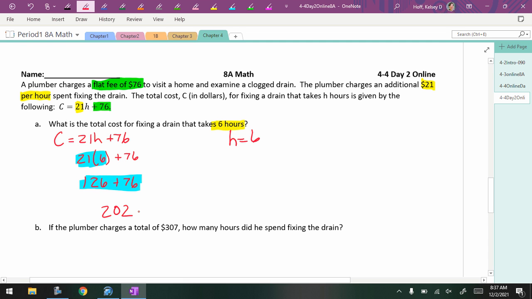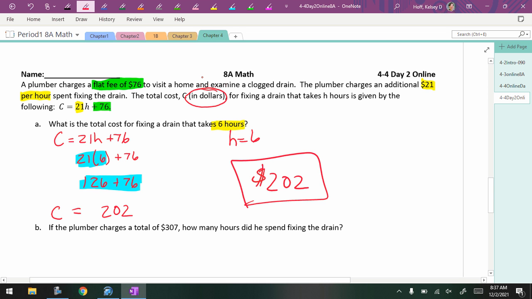No, careful. H was 6. This is our C. What does C stand for? Cost. So what label would go on 202? Cost. Label. Like 6 is a time in hours. C is our cost. 202 pennies, 202 nickels, dollars, $202. Okay? You know how else you know that? It says in dollars.